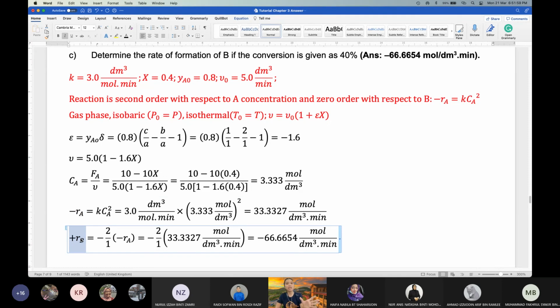So, dah dapat minus RA, saya ajar kamu macam mana daripada minus RA nak dapat rate untuk spesies lain. You already know. Okay, I taught you already. So, you can get your positive RB.